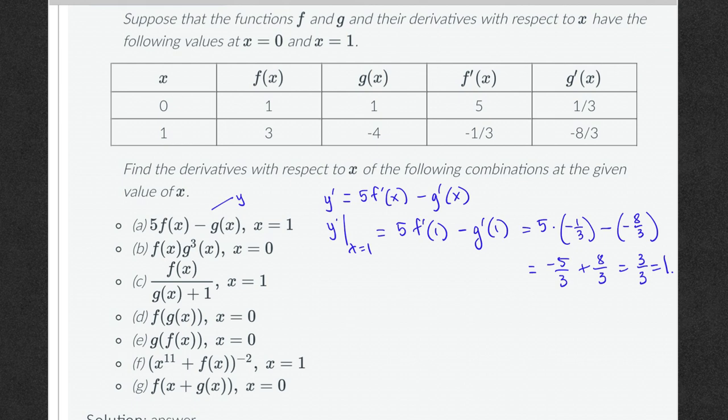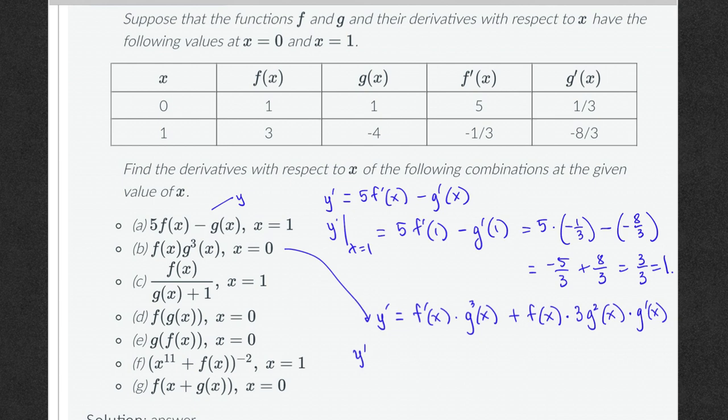For part B, if this is y, then first we would need to differentiate to get y prime using the product rule. The product rule is f prime of x times g raised to the third power of x plus f of x times, this is the power, so we would multiply 3 and then g squared of x times g prime of x. Don't forget to multiply by the derivative of the inner function, and then we would plug in x equals 0.